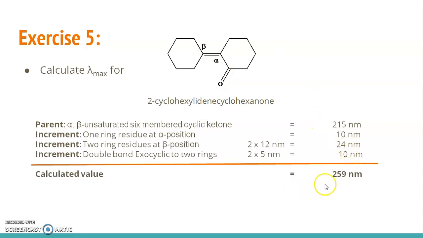So in order to calculate the calculated value, it sums to 259 nanometer, and experimentally if we observe, we get it as 256 nanometer. So there is not much deviation between the calculated and the observed values.